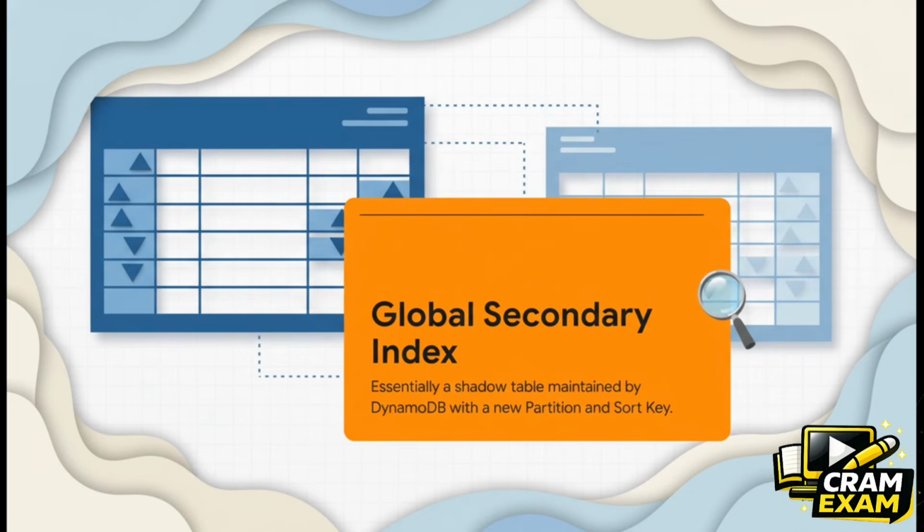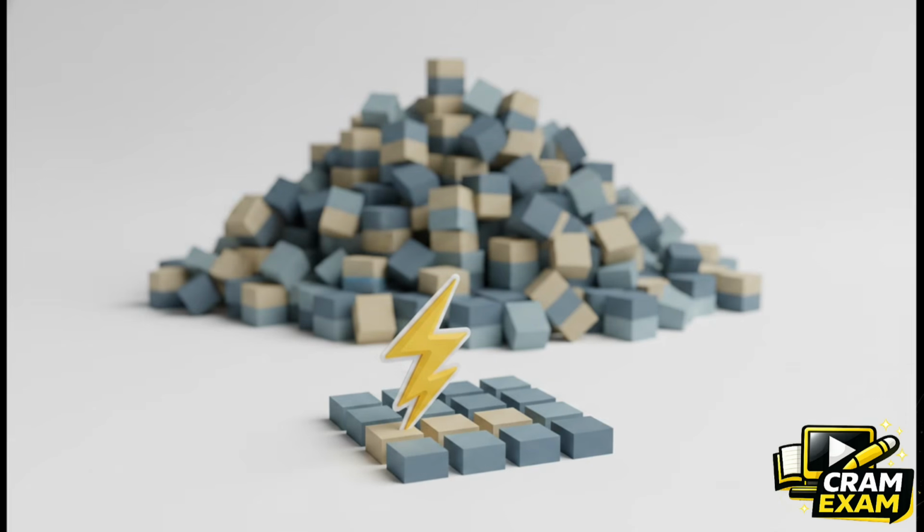You build a global secondary index, commonly known as a GSI. You can think of a GSI as essentially a shadow copy of your table, one that's automatically maintained and synchronized entirely by DynamoDB in the background. When you create a GSI, you get to choose a brand new partition key and sort key. DynamoDB takes your existing data and projects it into this completely new structure for you. So now, instead of running a crazy expensive scan across your main table, you can run a highly efficient targeted query operation directly against the GSI using your new keys. It's a real game changer.